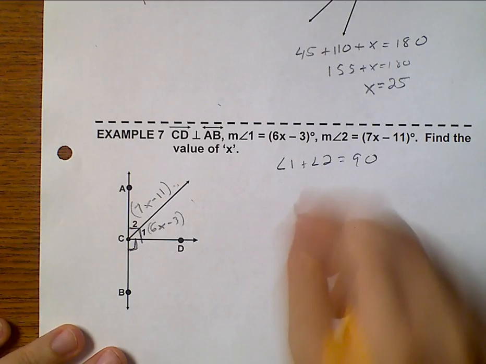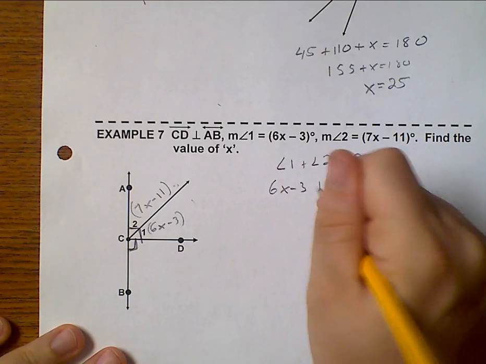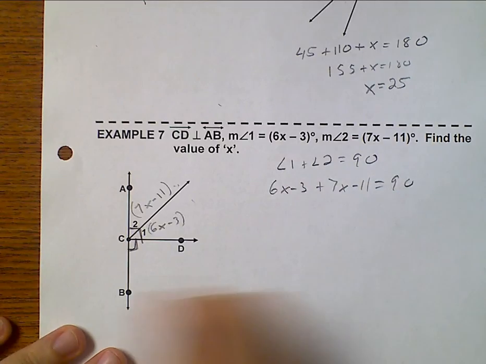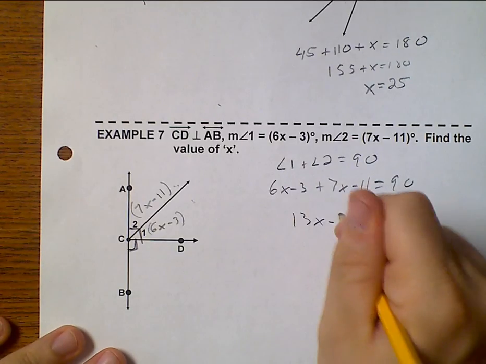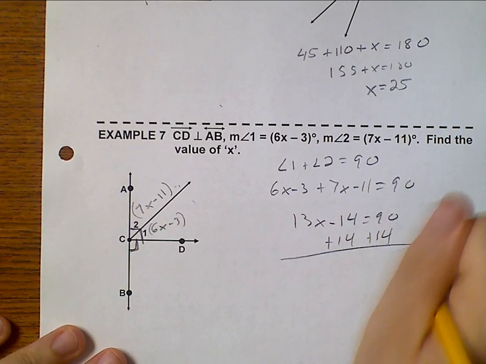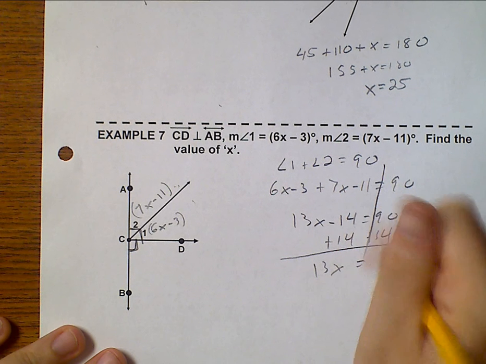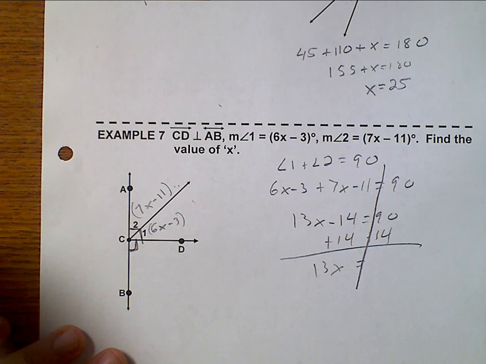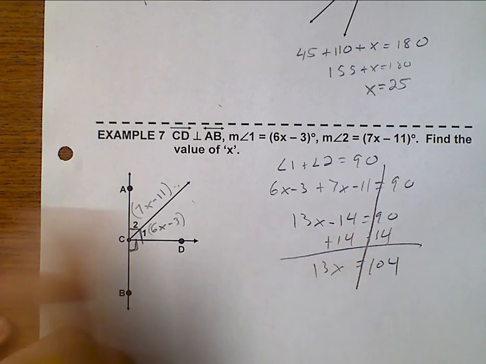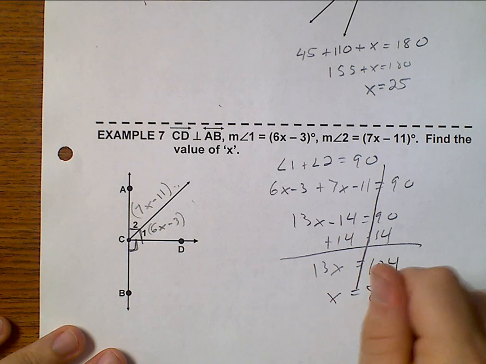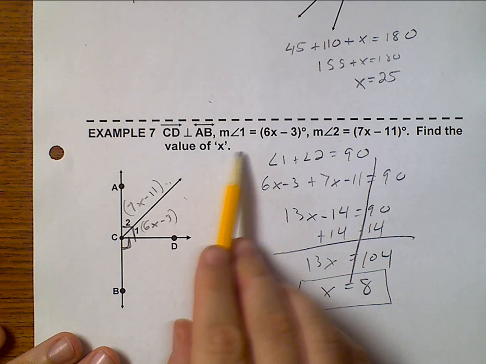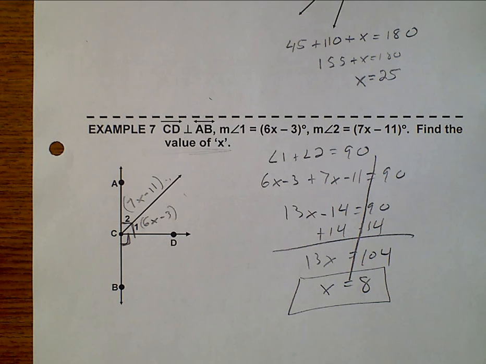So 6x minus 3 plus 7x minus 11 equals 90. That gives us 13x minus 14 equals 90. 13x equals 104. And when we divide that by 13, we get that x equals 8. And double check, make sure it matches. They only asked for the measure of x, so that is all that I had to find.